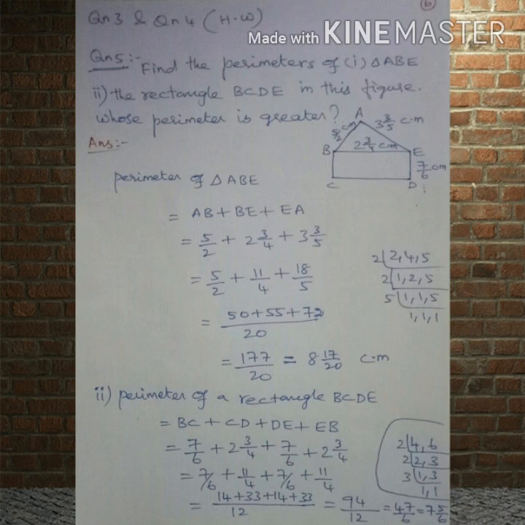Among the three values, one is improper and the other two are mixed fractions. So before adding or subtracting, all the mixed fractions must be converted into improper fractions. The second and third you have to convert into improper. 2, 3 by 4: 4 2s are 8, 8 plus 3 is 11 by 4. 3, 3 by 5: 5 3s are 15, 15 plus 3 is 18 by 5.